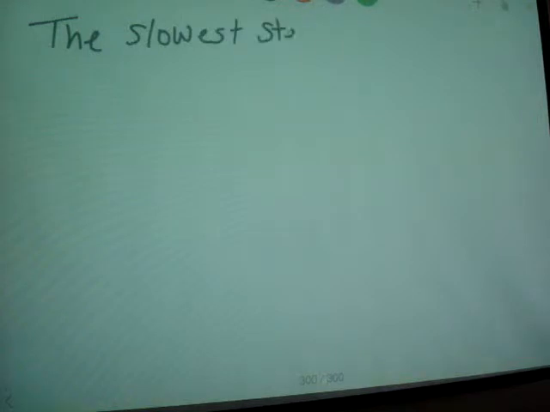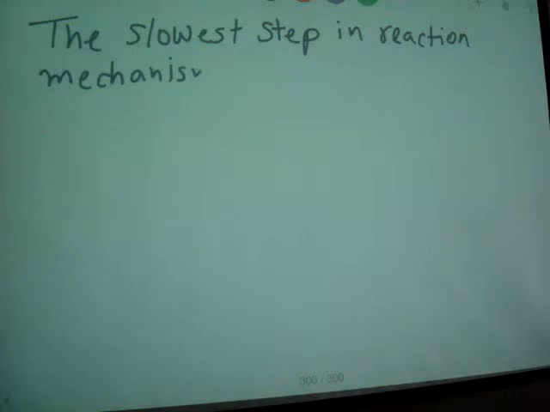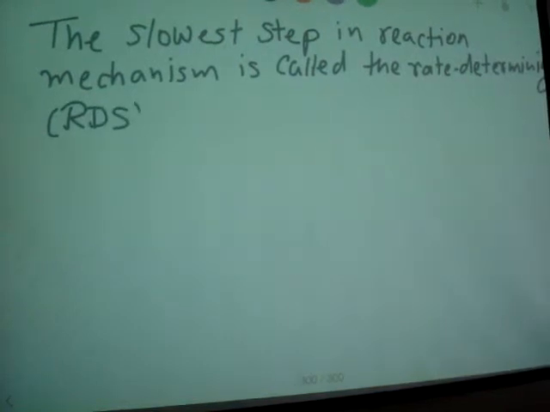So I'm going to write the next one: the slowest step in a reaction mechanism is called the rate determining step, RDS. Yeah, RDS, rate determining step.